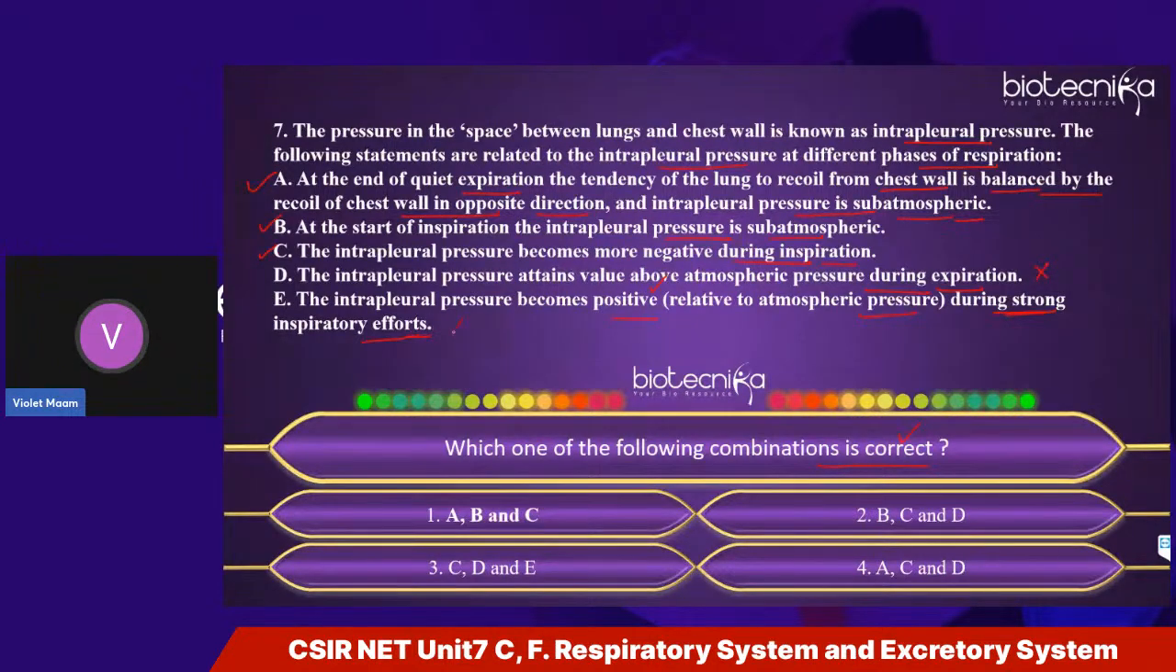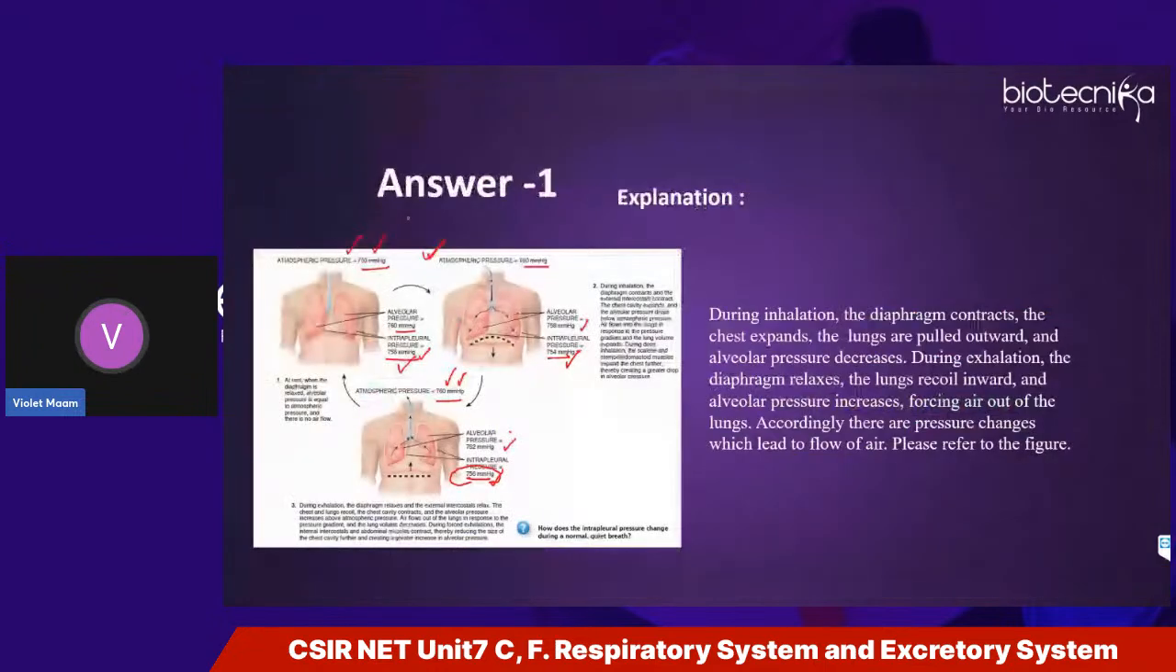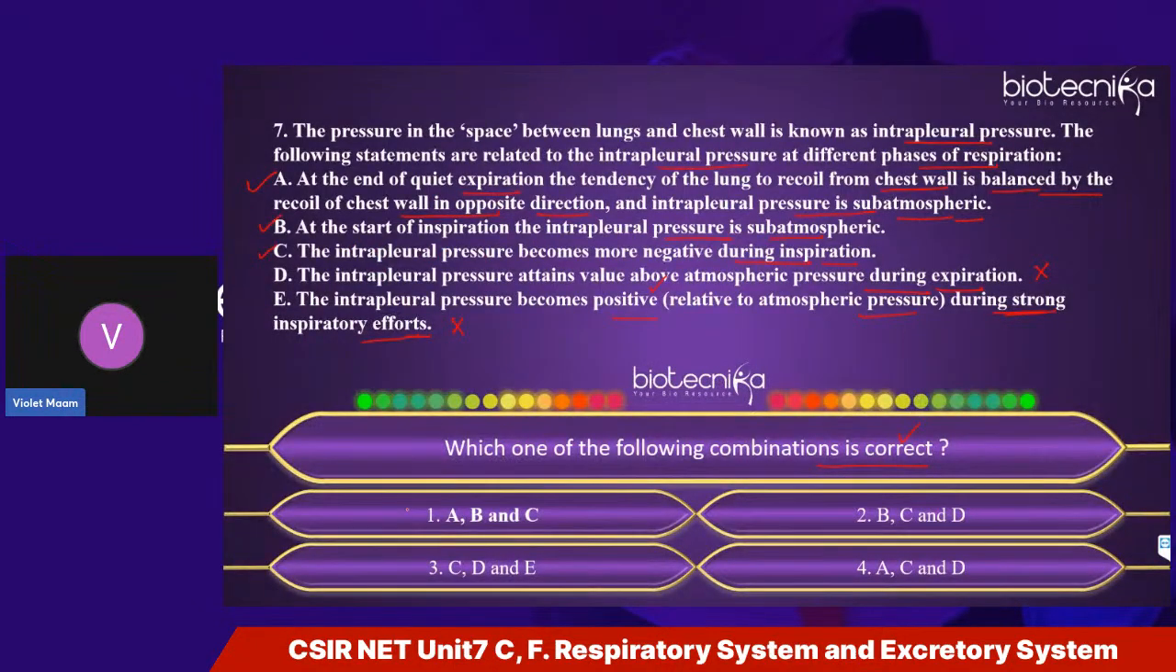This is a very simple question, just that you should know what they mean by these terms: subatmospheric, negative, positive, low. So E will be incorrect. It is very simple, just that you need to have an idea about this figure. They have not asked you the values, but you should know whether it is high or low. So the right answer is your option 1.